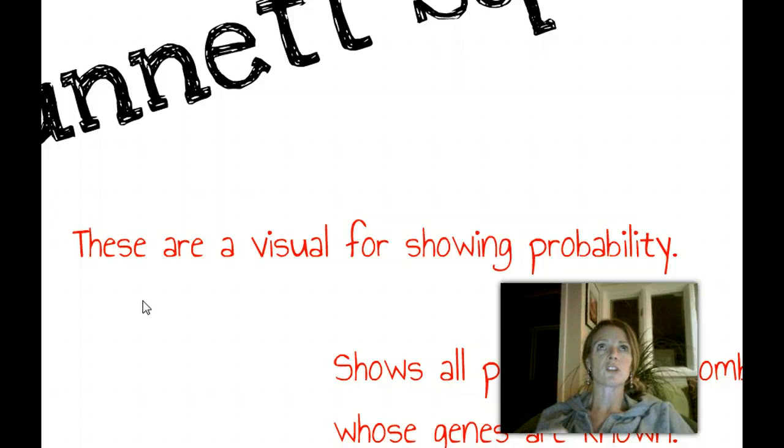Probability is, what are the chances of my child having blue eyes? So that's a probability. Is it a 25% chance? Is it a 50% chance? Or a 100% chance that my kids will have blue eyes? That's probability. Okay, we're using percentages.